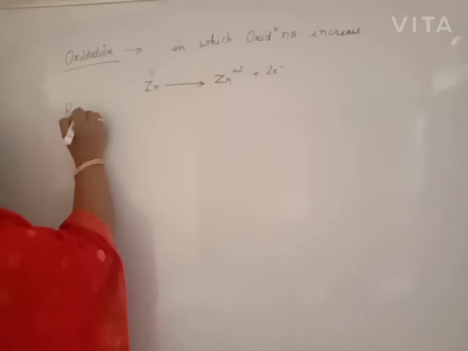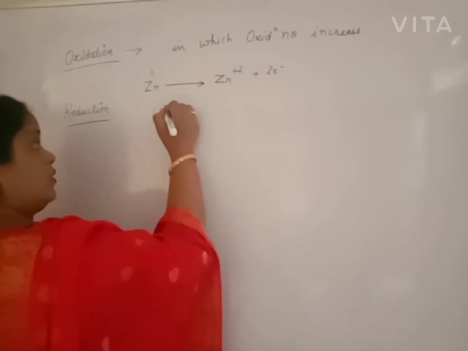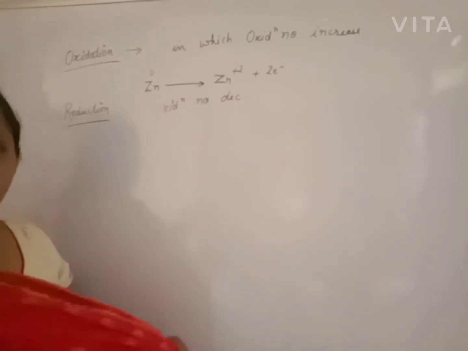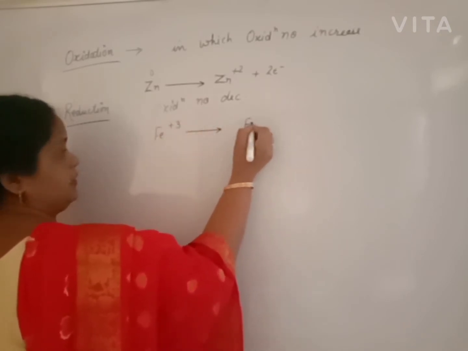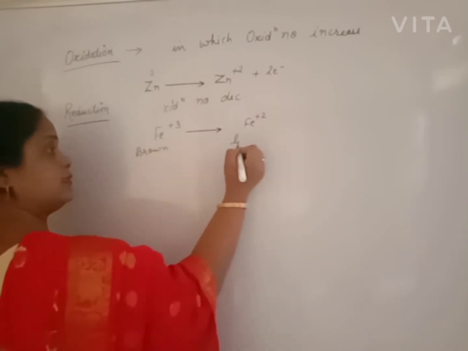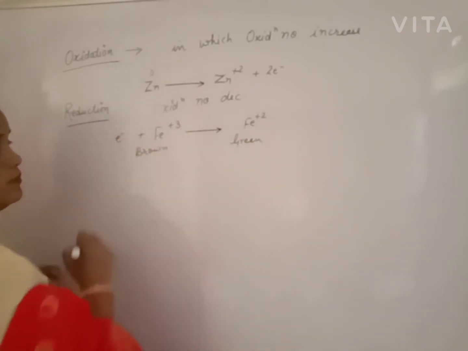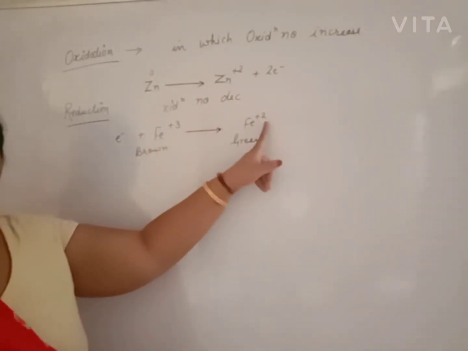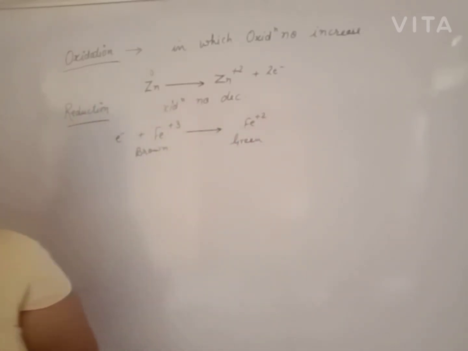Reduction is obviously a decrease in oxidation number. Reduction is the process in which the oxidation number decreases due to gain of electrons. Suppose before the reaction we have ferric ion, but after the reaction it changes into ferrous ion. Its color is brown, and the other's color is light green. What happened? It gained 1 electron. By gain of electrons, the oxidation number decreases. That is known as reduction. It is all about oxidation and reduction.